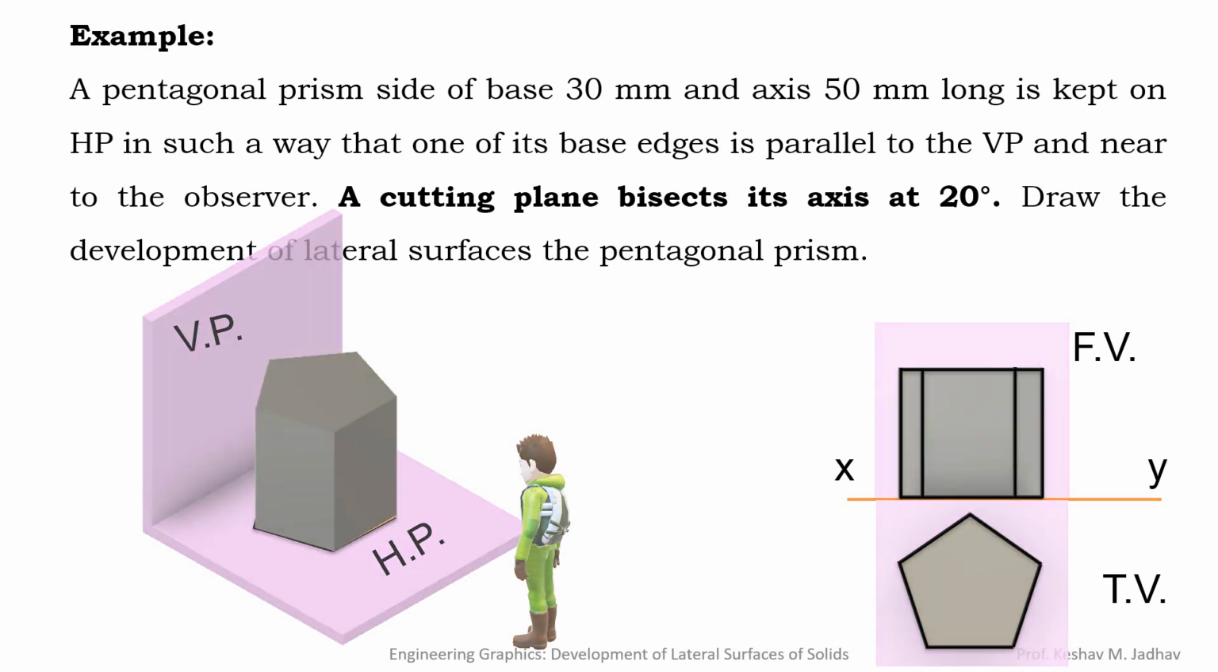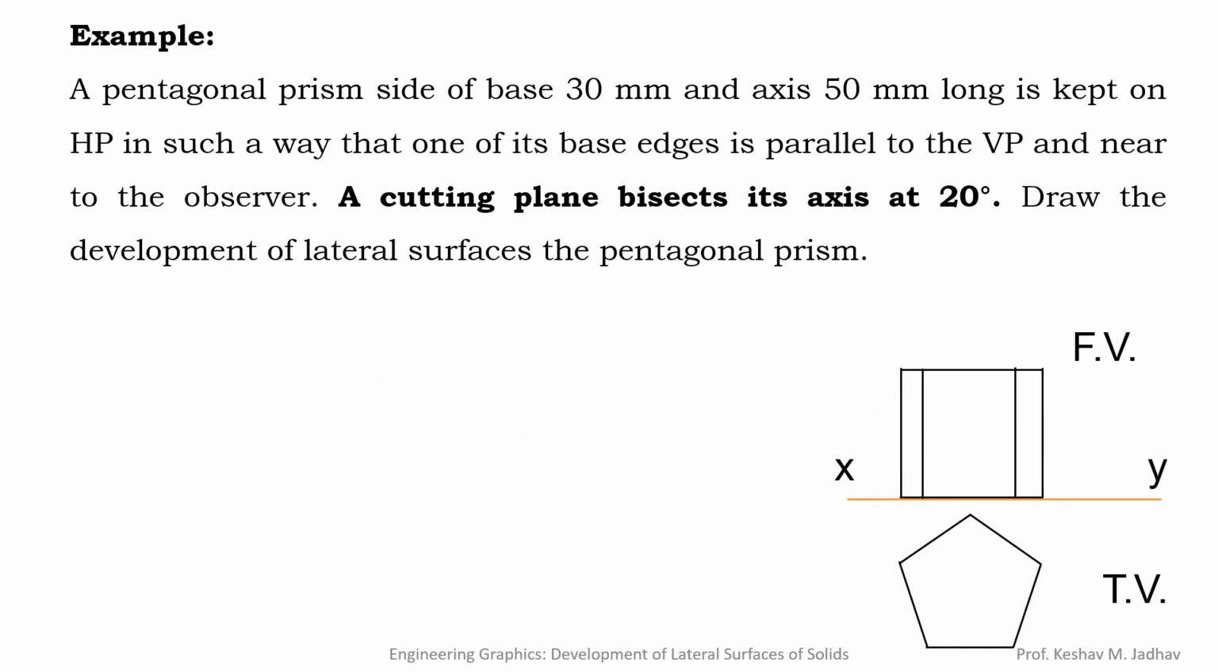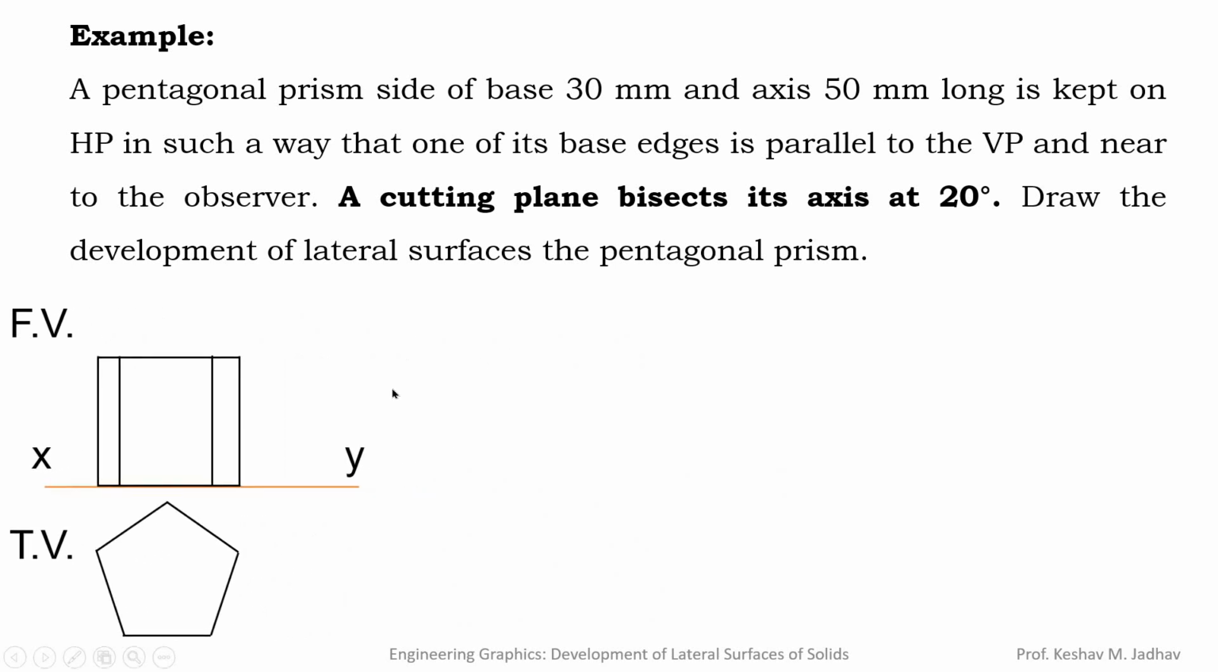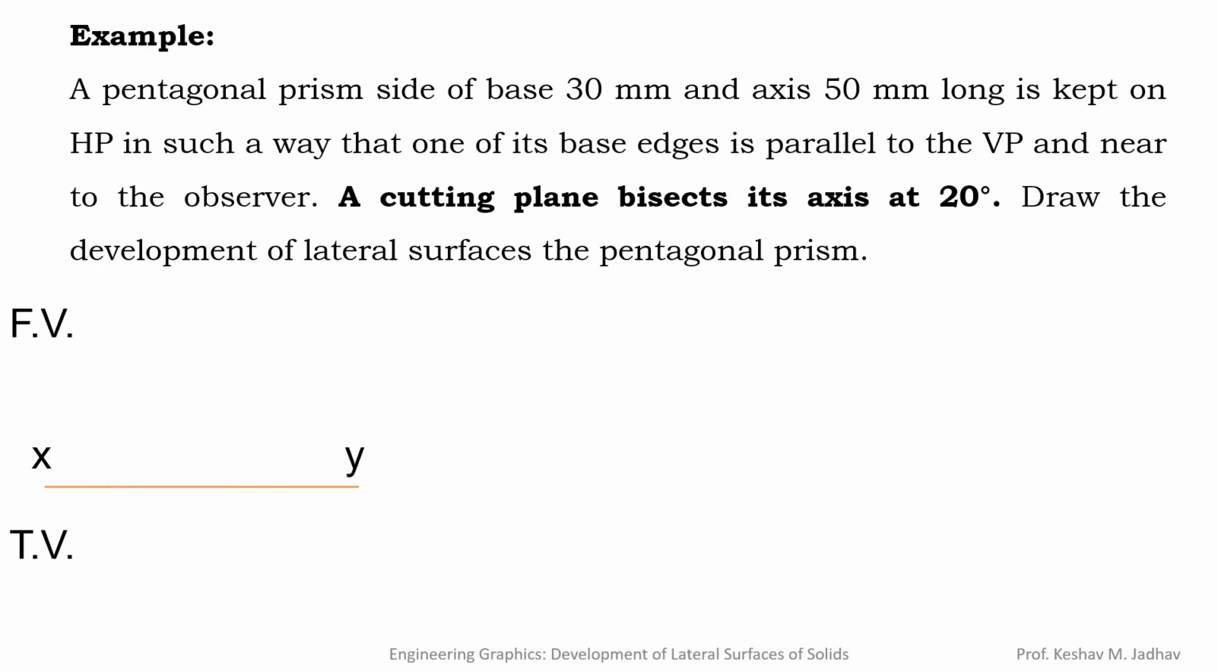So this is the front view and top view. Now if this is the sheet on which we have to draw the development of lateral surfaces, then we need to draw this front view and top view on the left side of the sheet, so that we can draw the development of surface on the right side of the front view. So first we will draw the top view.